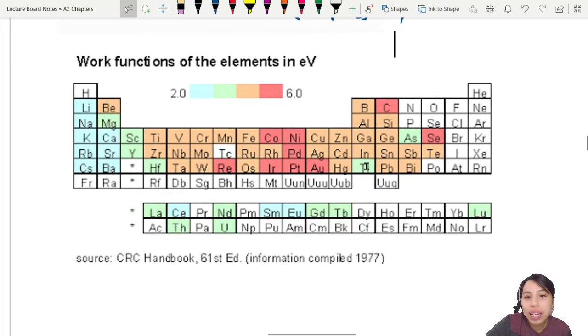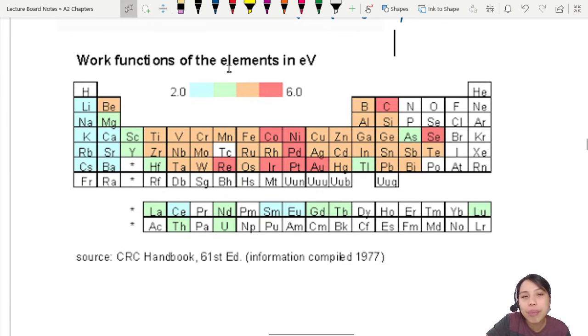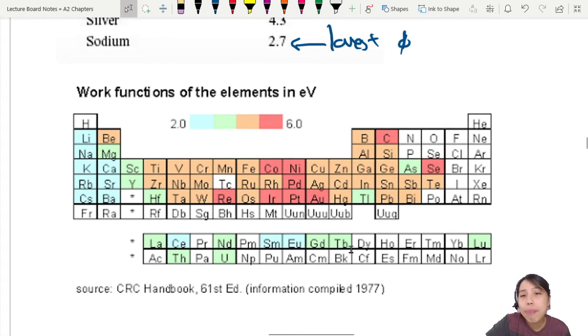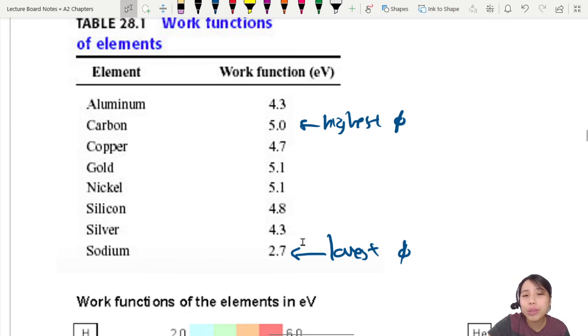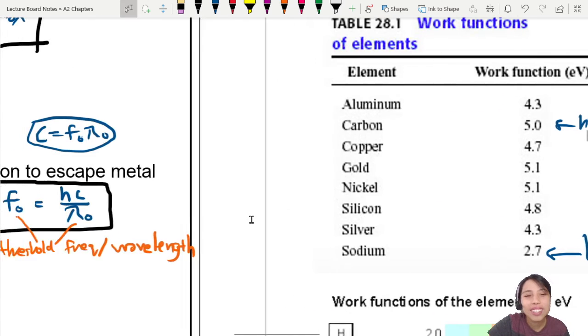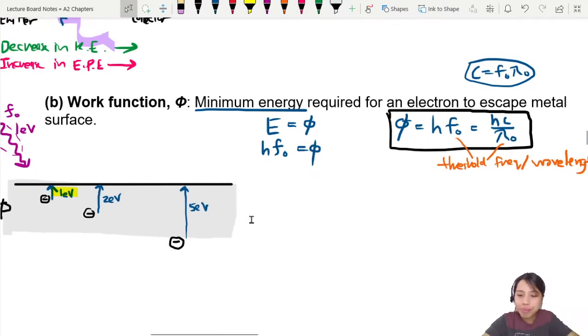In fact, people study all the different elements and see what the work function is. Depending on the type of element and their atomic structure, you will have a different work function. But in physics, we don't worry about this. We let other people go and do experiments. In A levels, they will give you the work function. You just need to know how to use it. So back to the work function here.